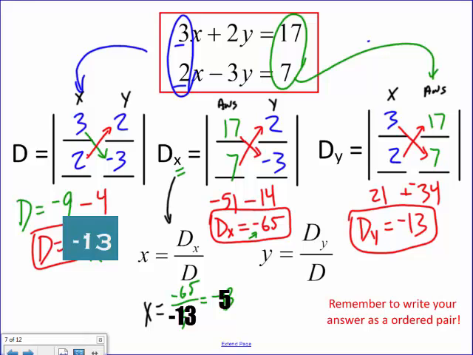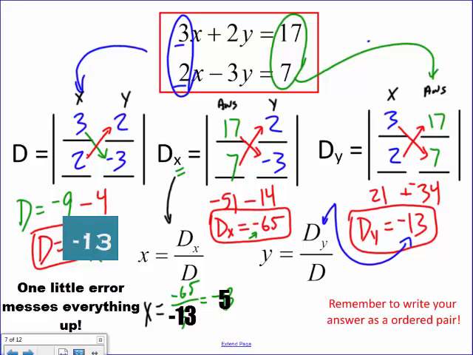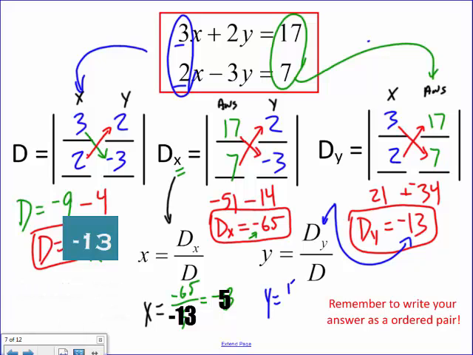And then how do you find y? The same way, except you use the determinant of y, which is 13. So y is going to equal 13 divided by, what was the negative 13, my fault. Divided by the determinant, which we said was 5. And I could just leave it as a fraction. So y equals negative 13 fifths. And then if you look down here in the corner, it says, remember to write your answer as an ordered pair.